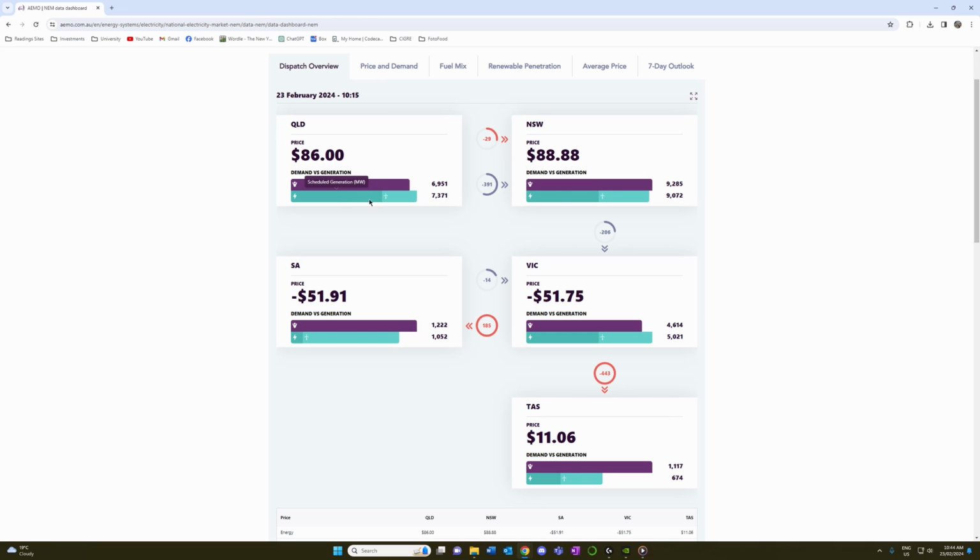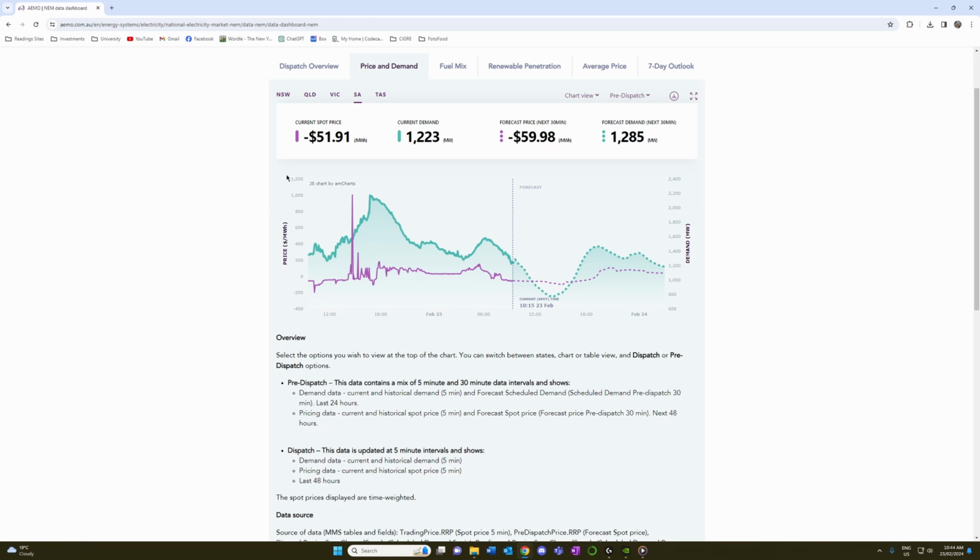What you can also see here is the flow between the states. So at the moment, because there's more generation than demand in Queensland, they're sending a lot to New South, which is then sending a lot to Vic, which is helping Tasmania. So that's the advantage of an interconnected network. You know, power can flow through interconnectors to help other states, which their generation mix may not be the best. So if we move into graphical representations of this, we can see South Australia. So this is demand and price.